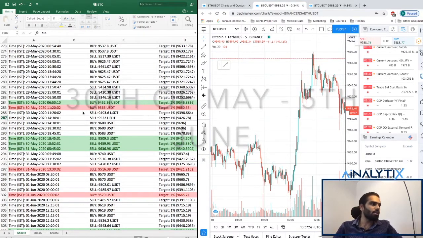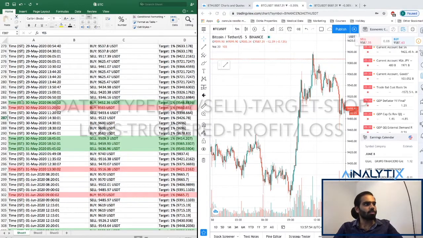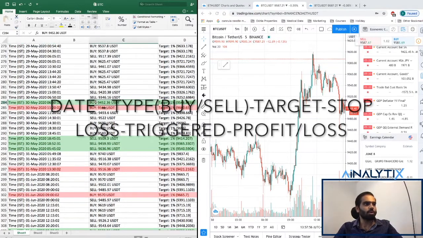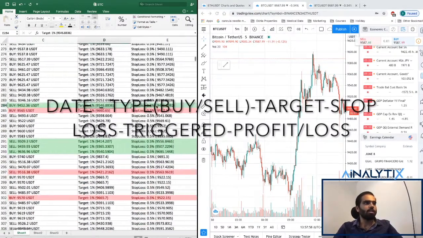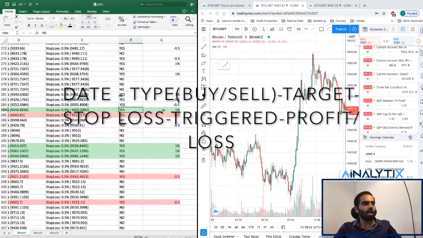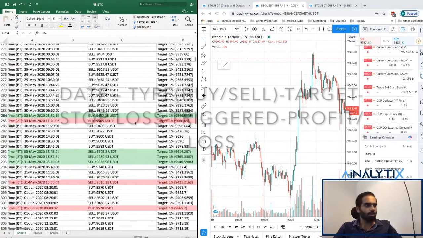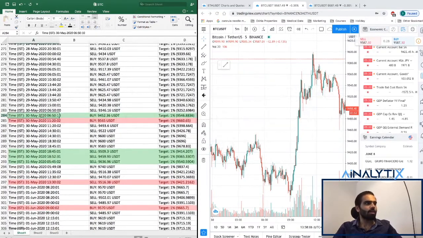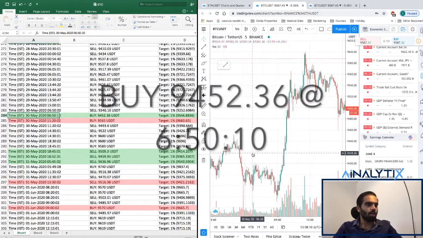So we open the file, and this is how the file is going to look. This is when the signal came. This is what the signal is. This is the target for that particular signal, the stop loss for that signal, whether the signal was triggered, and was it a profit or a loss. So let's analyze 30th of May, 6:50 a.m. in the morning. Let's have a look.